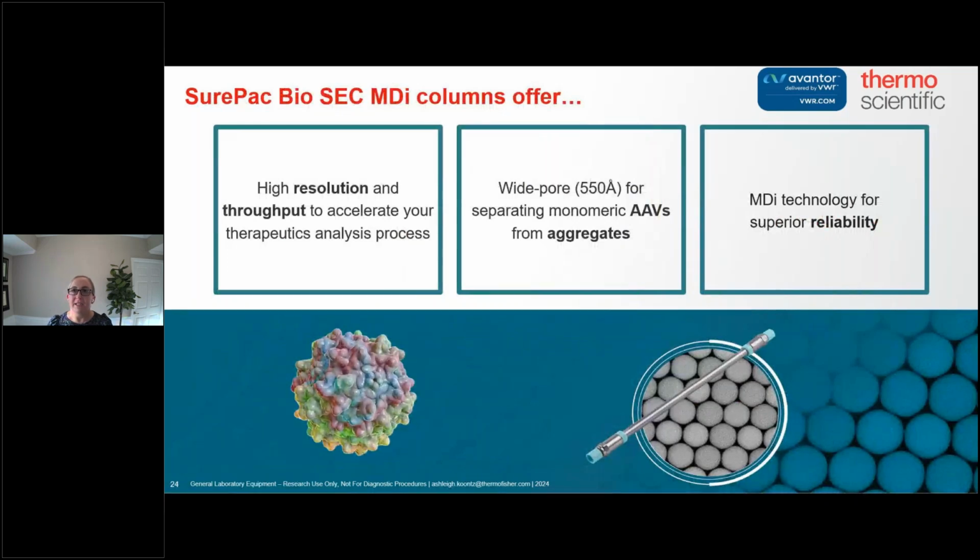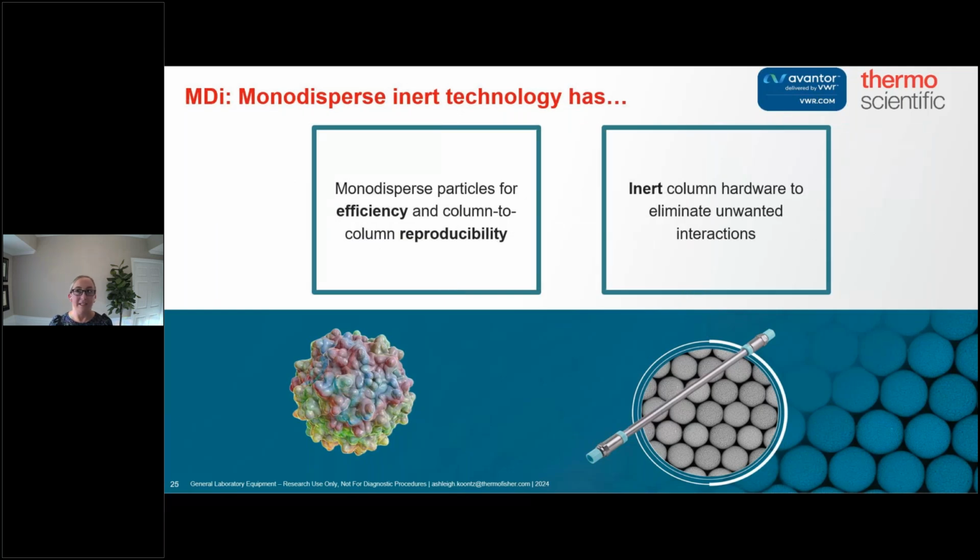So, as a summary, SurePac Bio SEC MDi columns are going to offer you high resolution and high throughput with that 3 micron monodisperse particle size. You have a wide pore size that's best suited for AAV analysis and other larger biomolecules of similar size. And then you have MDi technology for superior reliability. And MDi is going to allow for that monodisperse particle for the highest efficiency and best column-to-column and lot-to-lot reproducibility, and inert column hardware to eliminate any unwanted interactions and analyte adsorption.